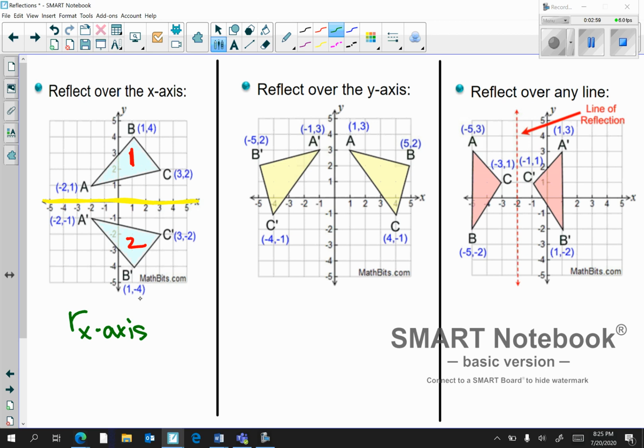Again, we know that the distance from A to the line of reflection is the same as the distance from the line of reflection to A prime. And that goes for all the letters and its corresponding letters.